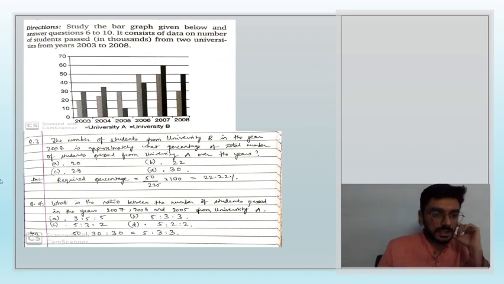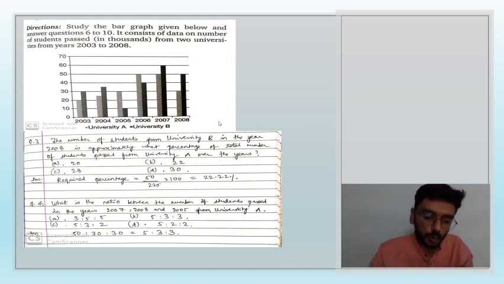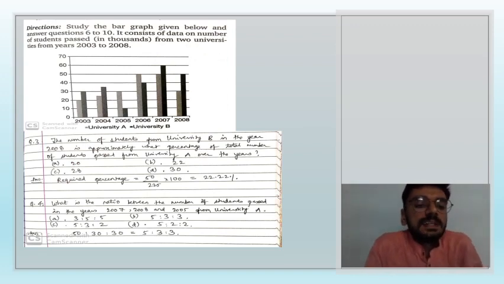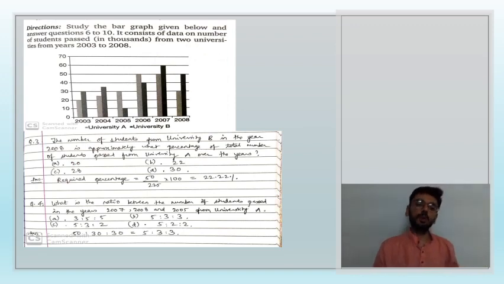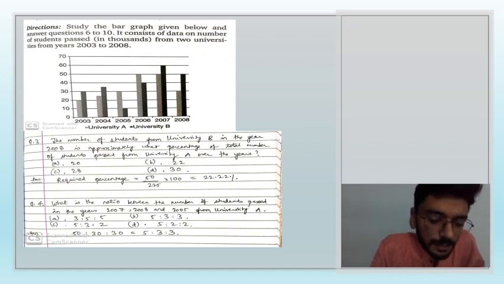The total number of students passed from University A over the years would be 20 plus 35 plus 30, all in 2003 plus 2004 plus 2005, 6, 7, 8. The summation of that comes out to be 225. So the required percentage is 50 by 225 into 100. That comes out to be 22.22%. Approximation is done in this problem, and 22.22% is approximately 22%. It's not 23, it's 22%. Let's move on to the fourth question.